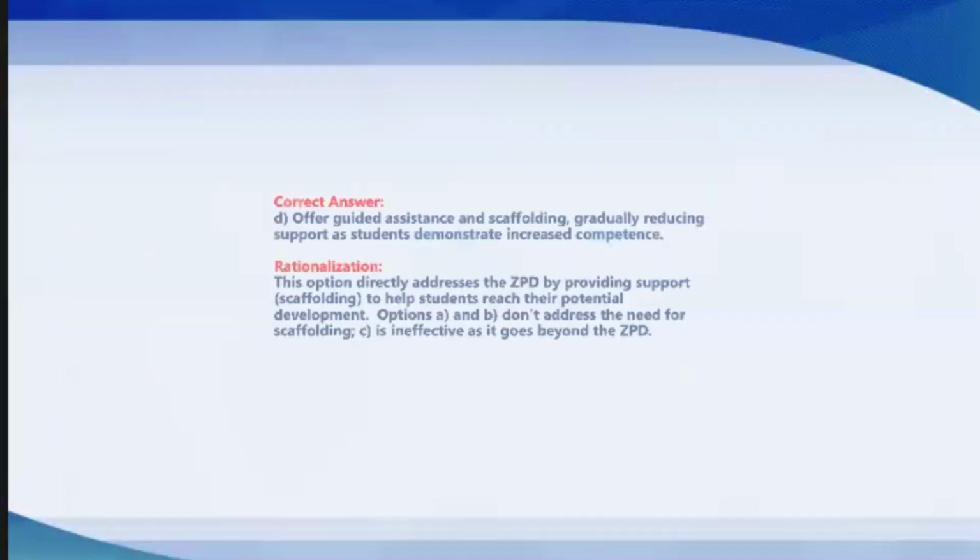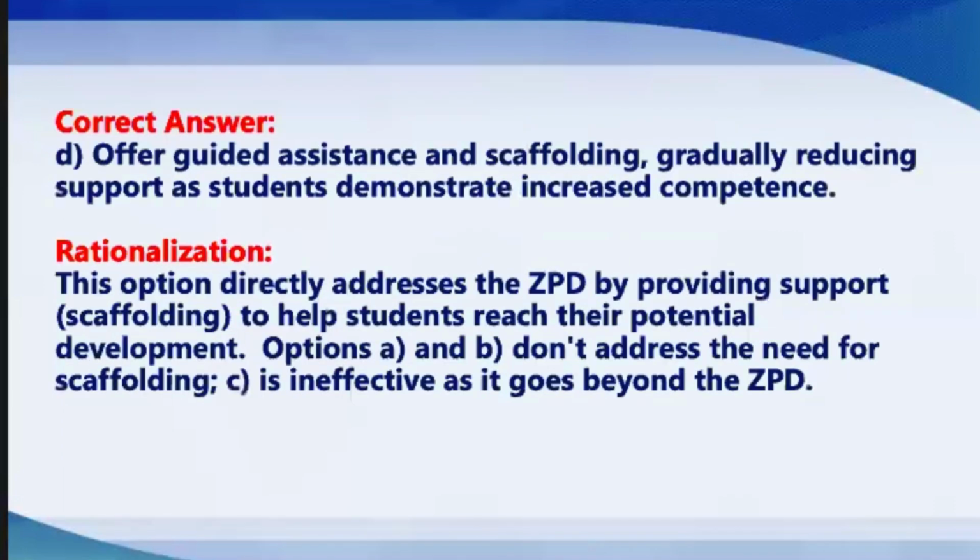Correct answer, letter D. Offer guided assistance and scaffolding, gradually reducing support as students demonstrate increased competence. Because this option directly addresses the ZPD by providing support, that is scaffolding, to help students reach their potential development. Options A and B don't address the need for scaffolding. And then option C is ineffective as it goes beyond the ZPD.